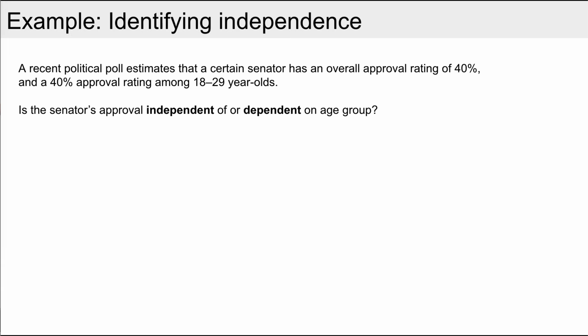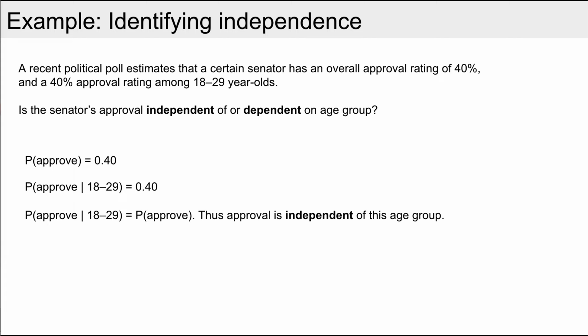Again, we can confirm this hunch with some math. First, the unconditional probability of approval and the conditional probability of approval, given that somebody's 18 to 29 years old, are both 0.4. Since these calculations are equal, or the information about age did not impact approval, we can say that approval is independent of age.